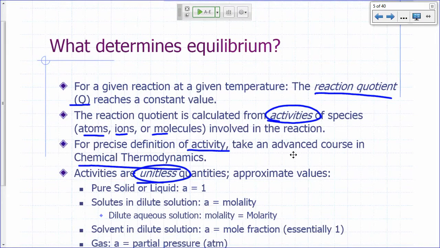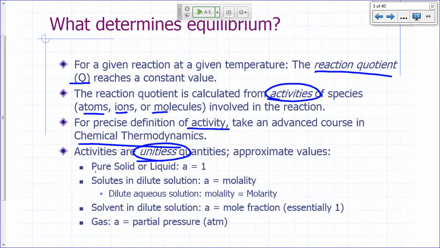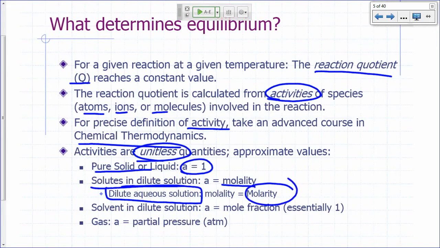We'll just approximate them. These activities are related to concentration and pressure. At this level, we're just going to say if we're dealing with a pure liquid or a solid, the activity is 1. If you're dealing with solutes in dilute solution, then the activity is just the molality. Since we are going to be doing mostly aqueous solutions, remember, if you have a very dilute aqueous solution, molality is essentially molarity. So for our purposes, we're just going to be using molarity as our activity. Pure solid or liquid, activity is 1. Dilute aqueous solution, the activity is the molarity. It's just the numerical value, no units.